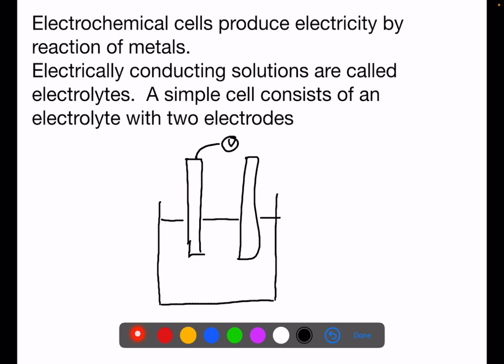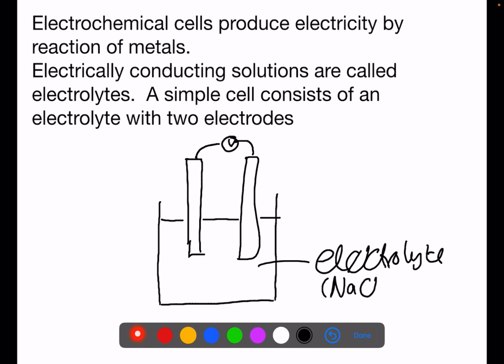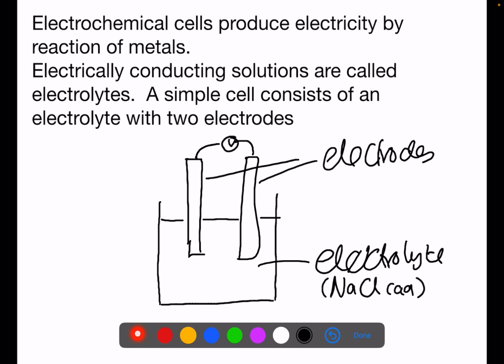And we can join them with a voltmeter. So here is our electrolyte. This could be something like sodium chloride solution. And then we have our electrodes. So this could be 2 metals, for example, copper and zinc.